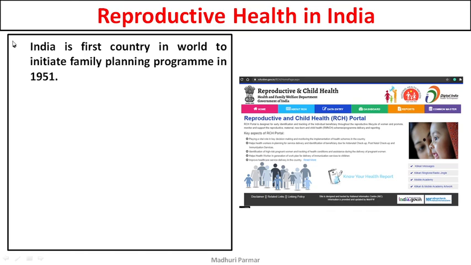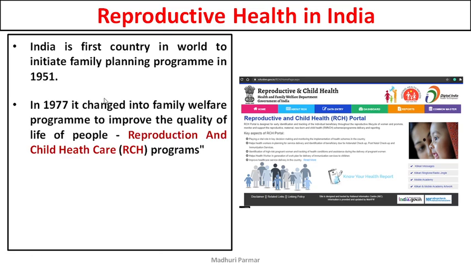For example, when reproductive health had started. As soon as we got independence, in 1947, in 1951 the government decided that we needed some action plan, some plan which will socially bring about general awareness about family planning and reproductive health. This family planning program started in 1951, and in 1977 it changed its name to the family welfare program. Welfare is for their betterment, and this was to improve the quality of life of people.